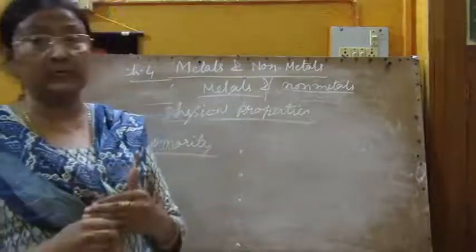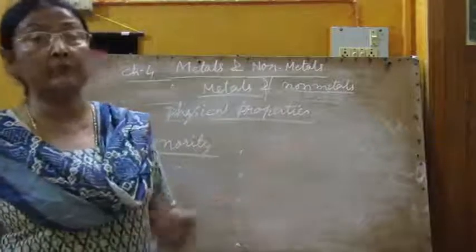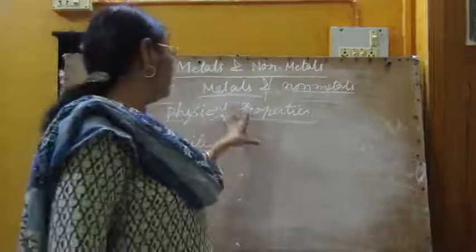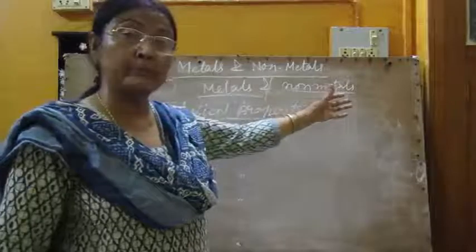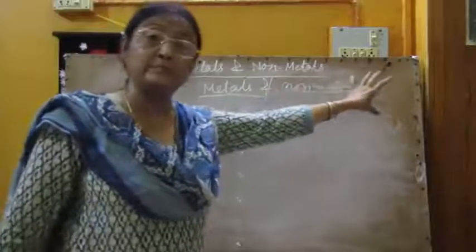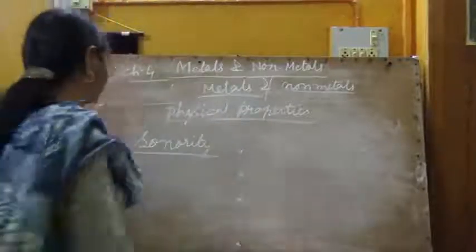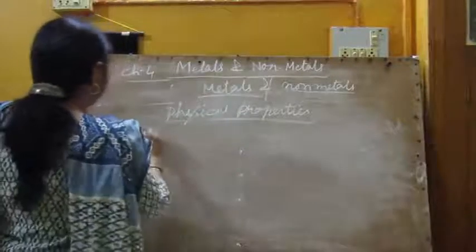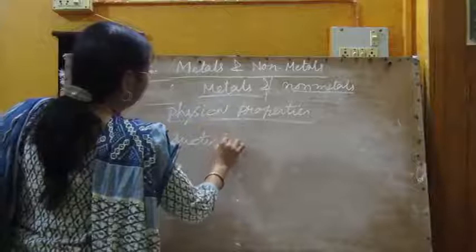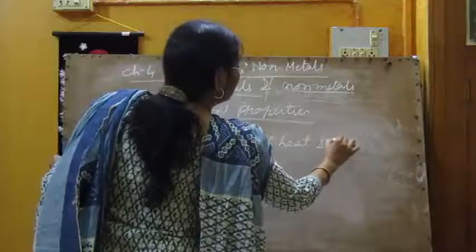So that is another physical property of metals, to make sound by striking or vibrating. Whereas non-metals, since in general they are gaseous, don't have this property to make sound. Clear? Now, conductivity of heat and electricity. The next physical property is conductivity of heat and electricity.